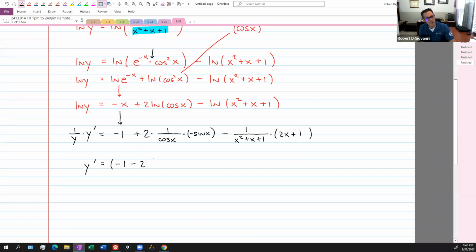Sine over cosine, isn't that tangent? Yes. I can bring that negative out here and make that a -2. And then sine over cosine is tangent. And then over here, minus, I'm going to write this as 2x plus 1 over x squared plus x plus 1.